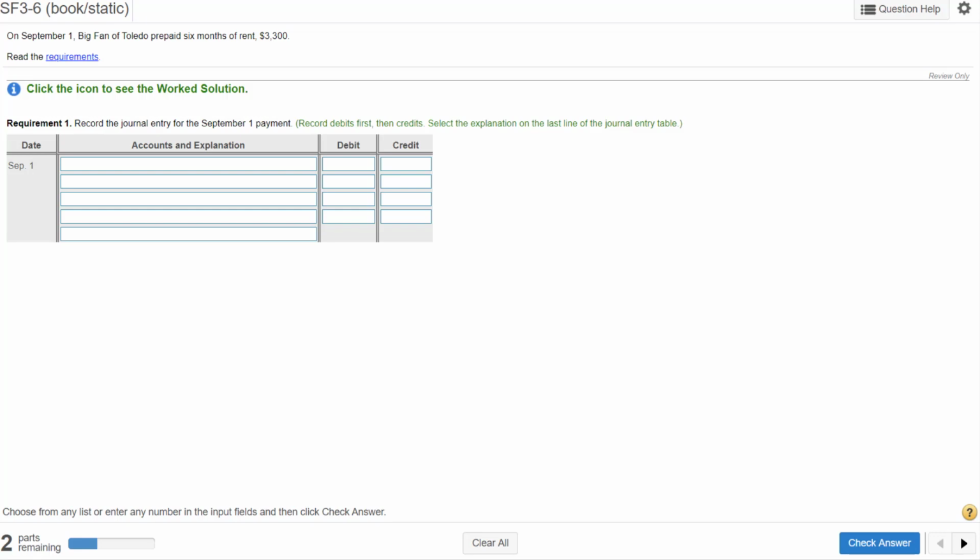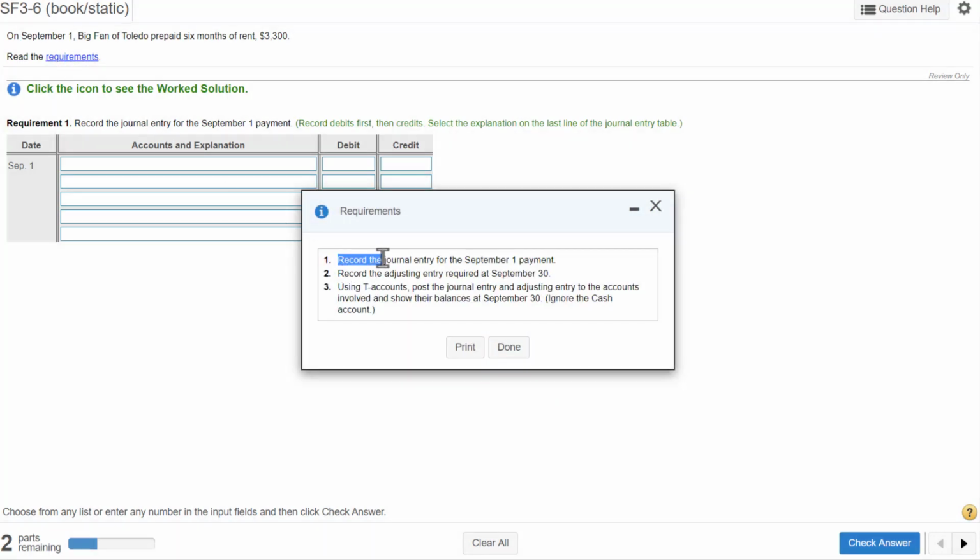Short exercise 3-6, adjusting entry for prepaid rent. So on September 1st, Big Fan of Toledo prepaid 6 months of rent for $3,300. Let's look at our requirements really quick. So we're going to record the journal entry for buying it on September 1st.